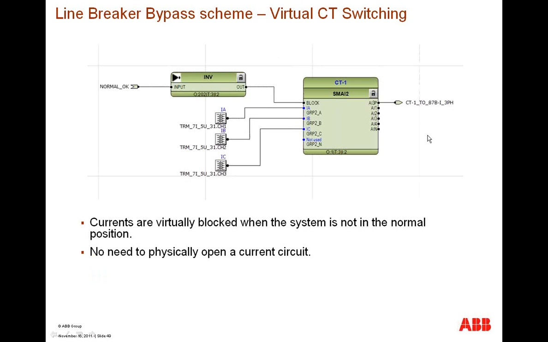How this is done in logic, the same condition is met. We have a normal condition. We will invert that logical 1 to a 0 and unblock the SMAI 2. This would allow the currents to pass through the SMAI block and continue on to the bus differential. The currents are virtually blocked when the system is not in the normal condition, so we no longer need to physically open any current circuits.